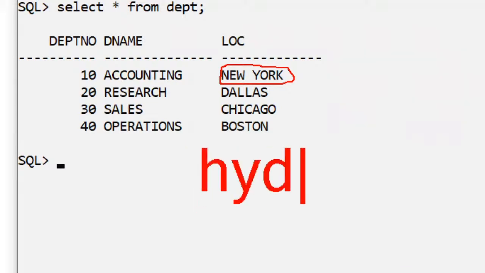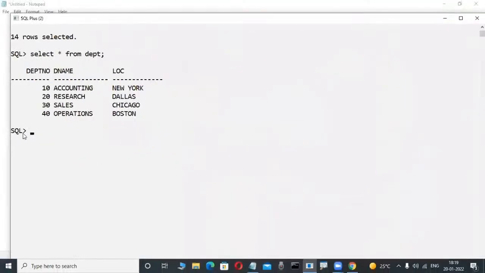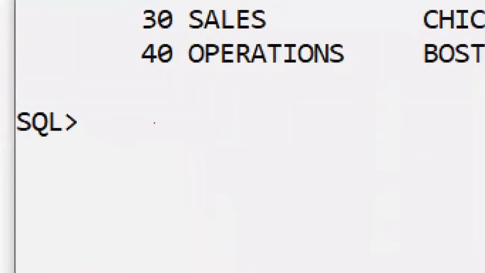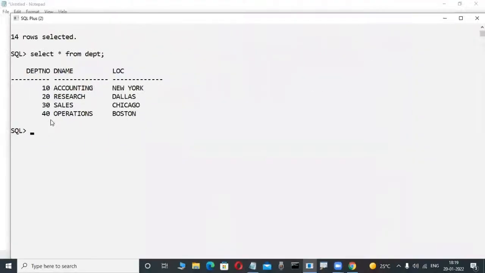Suppose I want to change this New York location into Hyderabad in this relational database. How can I do it? Just at the SQL prompt, we use the SQL language. SQL is a very easy language. How? I will tell you. In SQL, you are typing some commands.